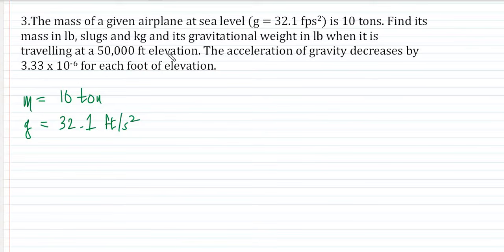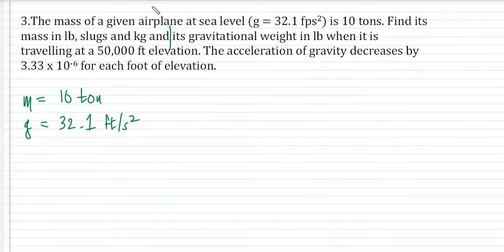So that's the first part. And its gravitational weight in pounds when it is traveling at 50,000 feet elevation. So the acceleration of gravity decreases by 3.33 times 10 to the negative 6 for each foot of elevation. So let's answer here first. What is the mass in pounds, slugs, and in kilograms?